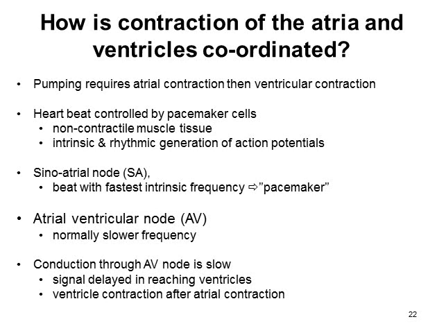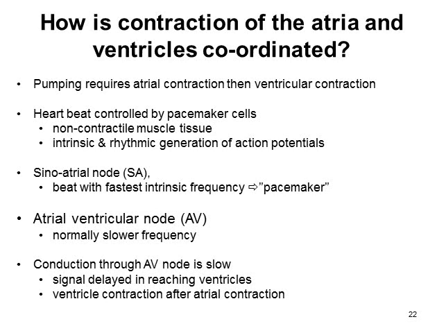So how do we coordinate contraction of the ventricles and the atria? In order for the heart to pump efficiently, we require atrial contraction followed rapidly by ventricular contraction. The heartbeat is controlled by our pacemaker cells and by non-contractile muscle tissue. This allows us to have an intrinsic and rhythmic generation of the action potentials.